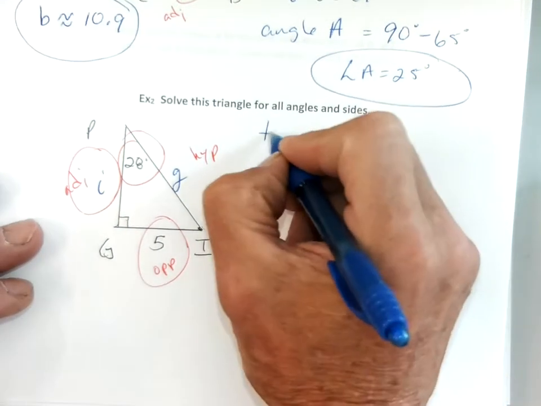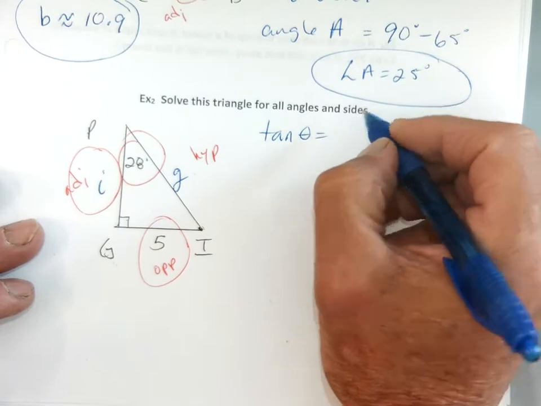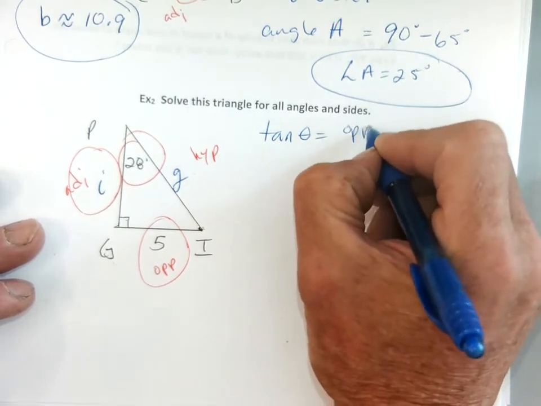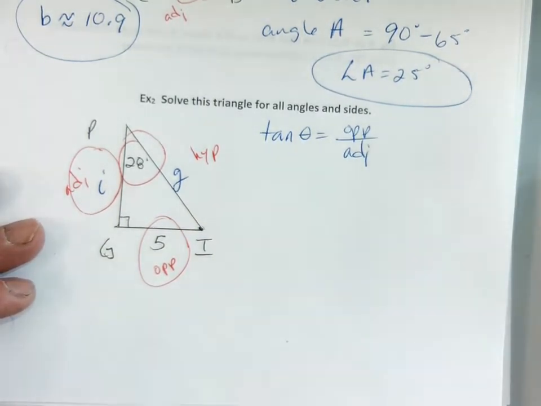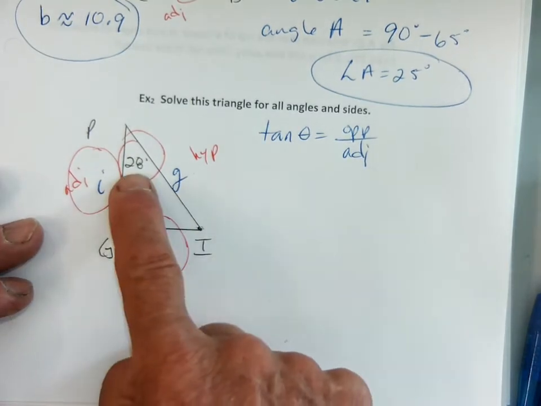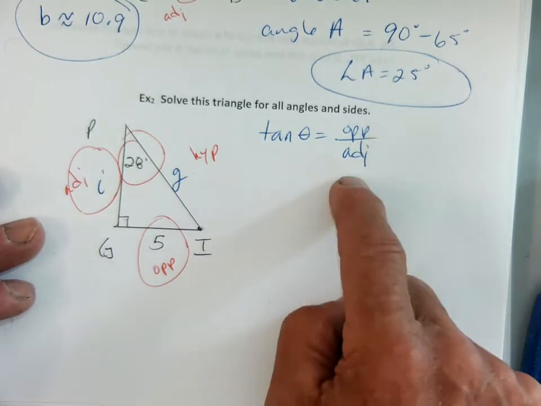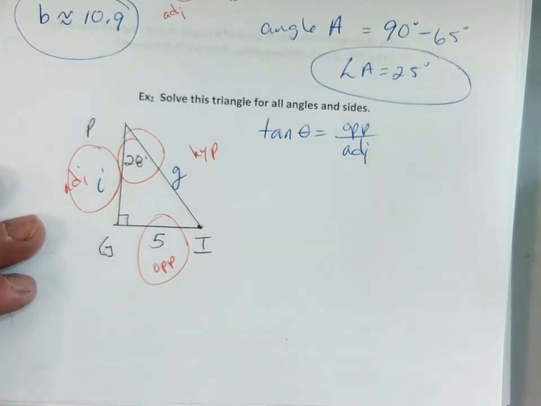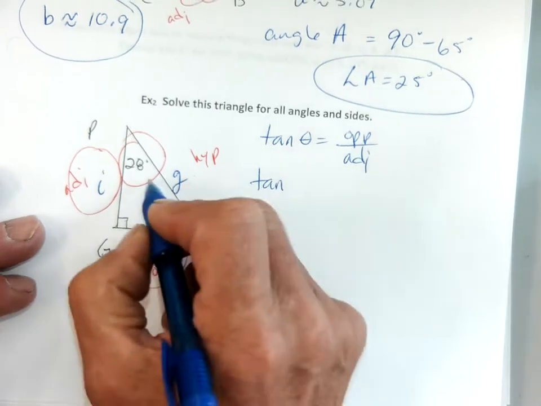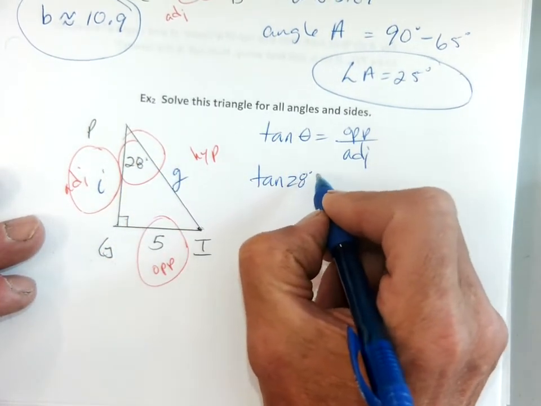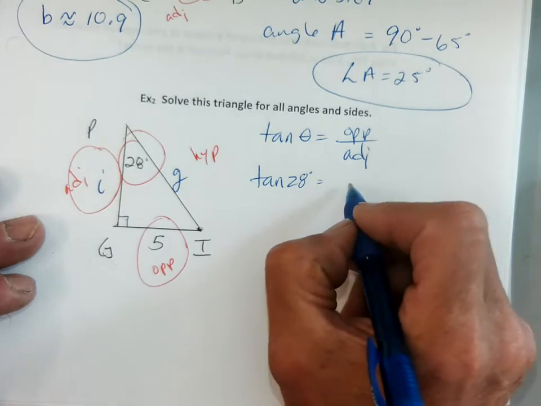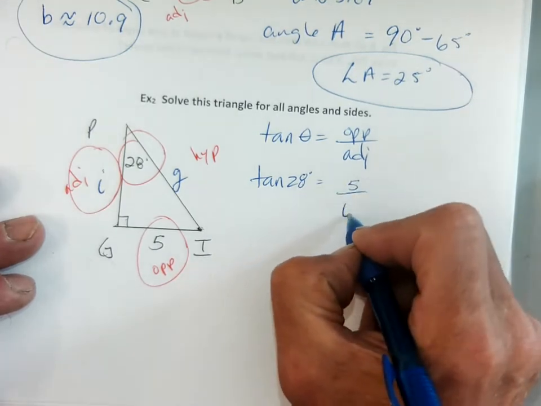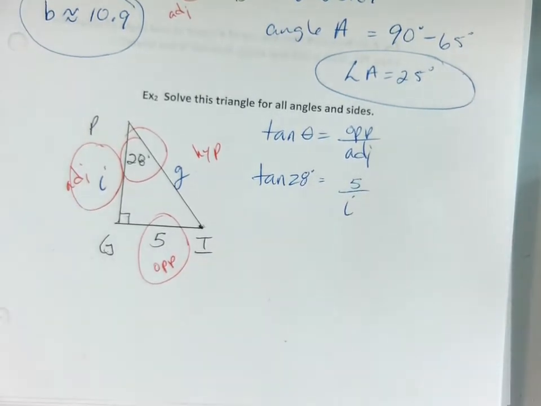So tangent of theta is equal to the opposite over the adjacent. Now let's put the numbers into the formula. Not theta, but 28, and not opposite, but 5. And we'll put little I. So tangent of 28 degrees, because that's my angle, equals my opposite, which is 5, over my adjacent, which is little I.